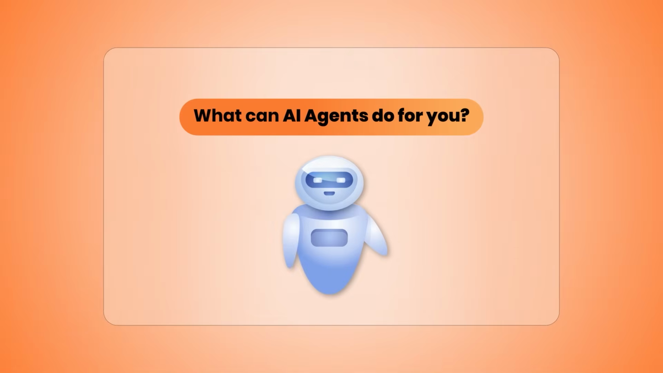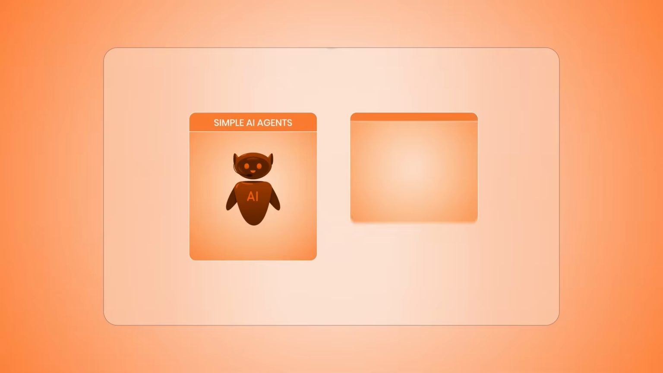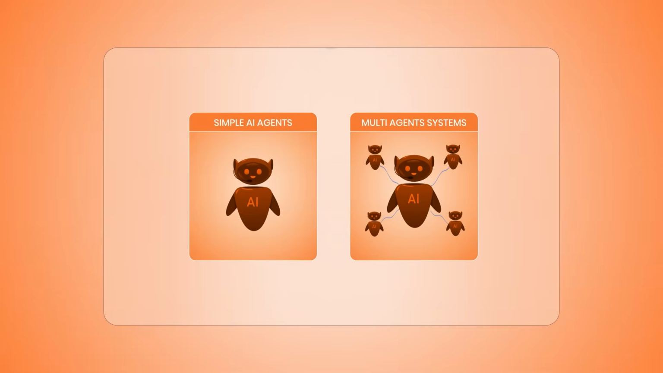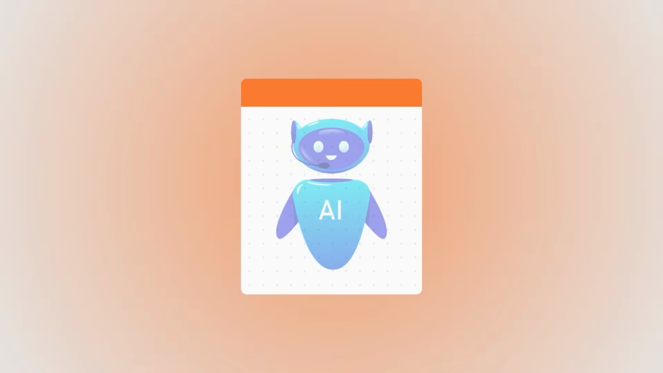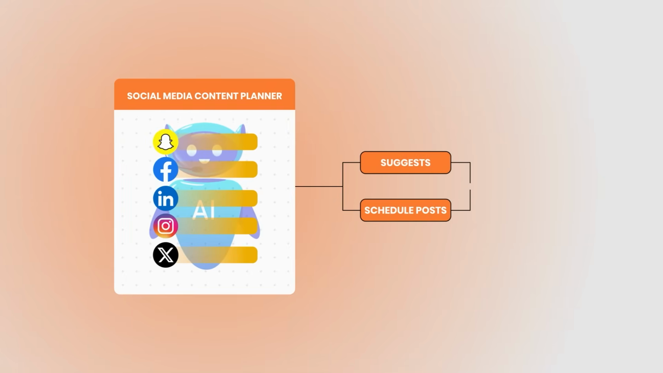Okay, so what can an AI agent do for you? You could build simple AI agents, or you could get much more complex and build what are called multi-agent systems. Okay, and I'm gonna give you some ideas here and then we'll go ahead and build one. So a very common one that people like to build is a social media content planner. It will suggest and schedule posts using automation platforms and chatbots.